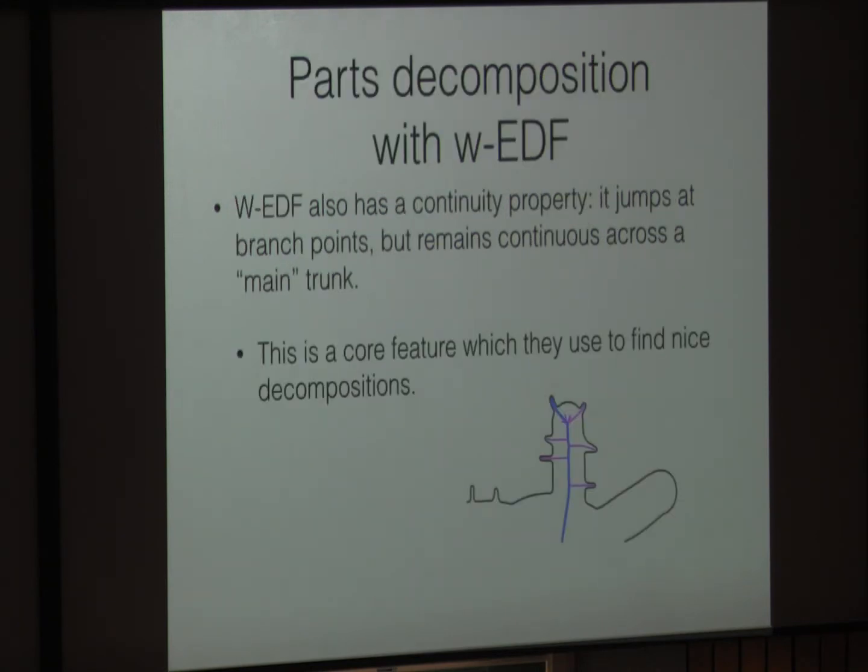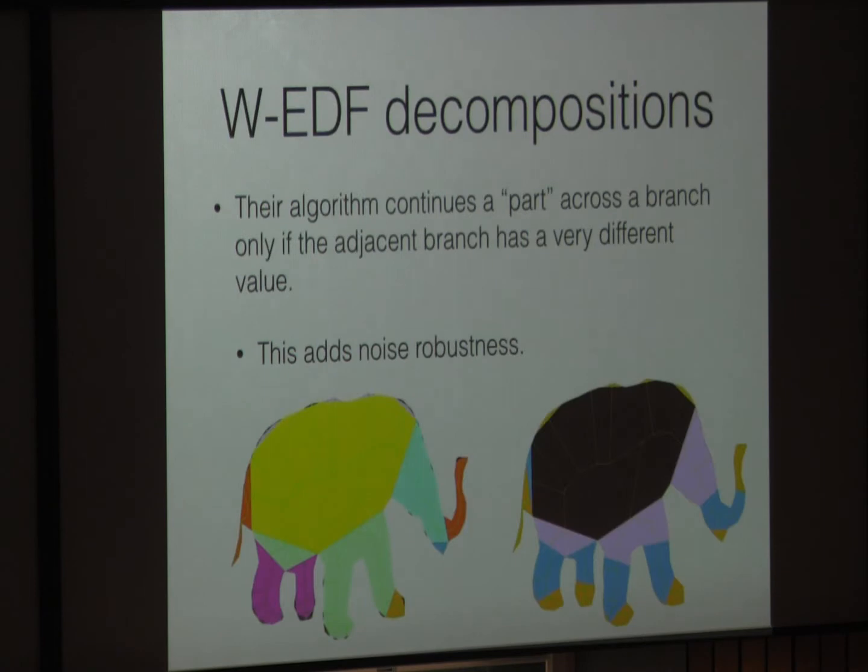It does have a notion of continuity, which is quite nice. It jumps at branch points, but it remains continuous across a main trunk, just a different one than EDF. This is actually the core feature they use to decide decompositions. So these are two pictures from their paper. The left is an automated one, where it just detected clusters of how many shapes there should be.